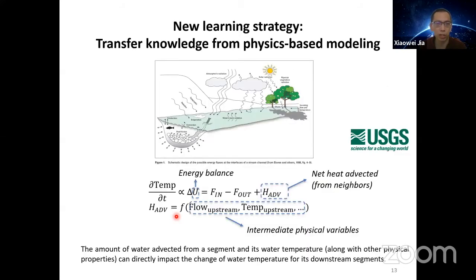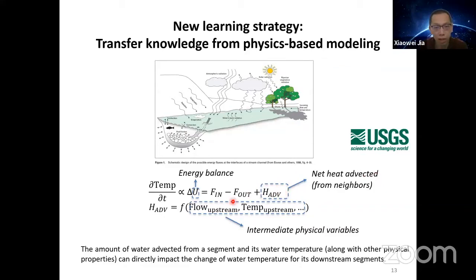So we will use an example of modeling the water temperature in river networks. So according to the energy conservation law, for each river segment, the temperature change is dependent on the difference between incoming and outgoing energy fluxes, plus an additional term of net heat advected from upstream to downstream segments. So basically this term H_ADV, this net heat advected, is the influence from upstream to downstream segments, and it's the value that we want to model in our graph neural nets.